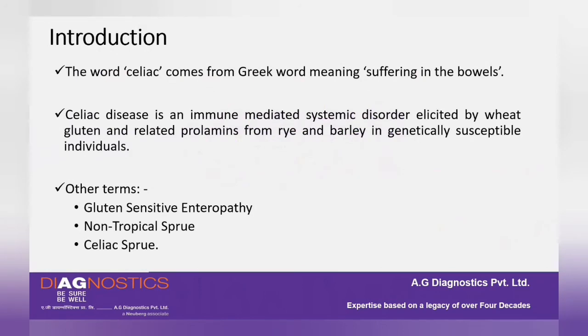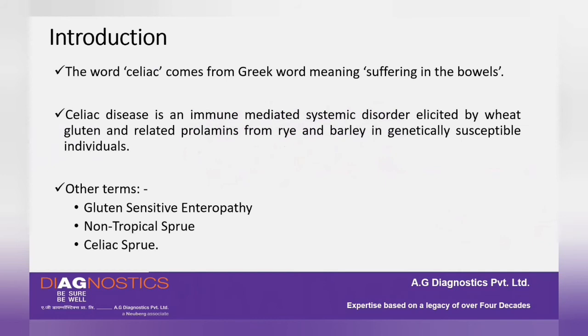So coming to celiac disease, the word celiac comes from the Greek word meaning suffering in the bowels. Celiac disease is an immune-mediated systemic disorder elicited by wheat gluten and related prolamins from rye and barley in genetically susceptible individuals. So it doesn't happen in everybody. We all are eating wheat, isn't it? It is not as if each one of us will have a problem.